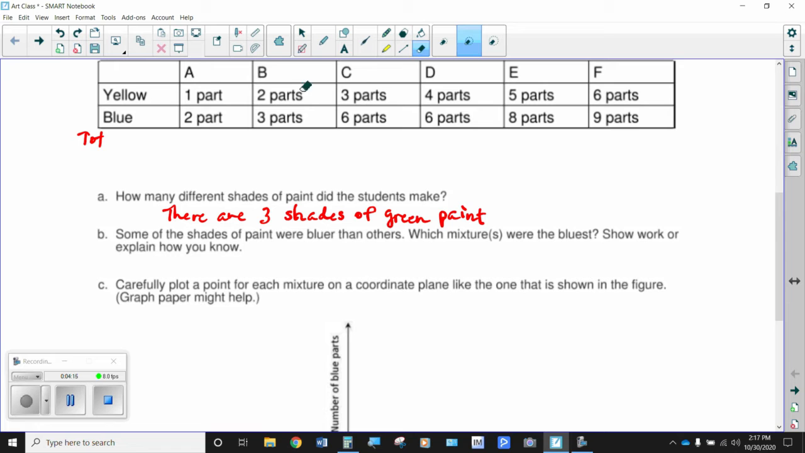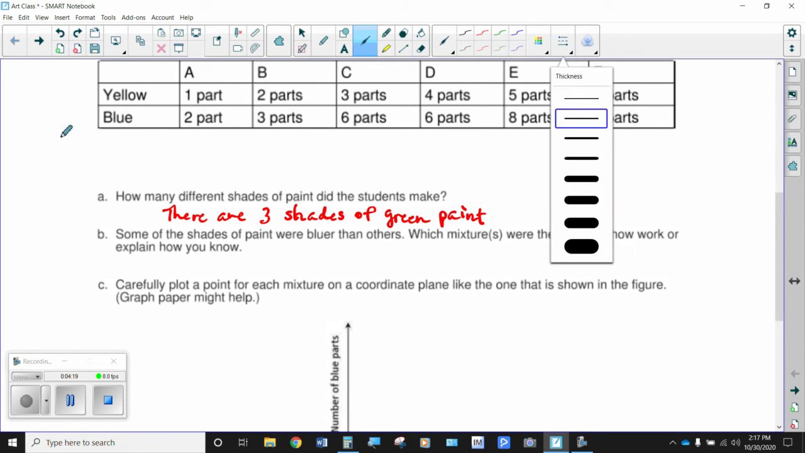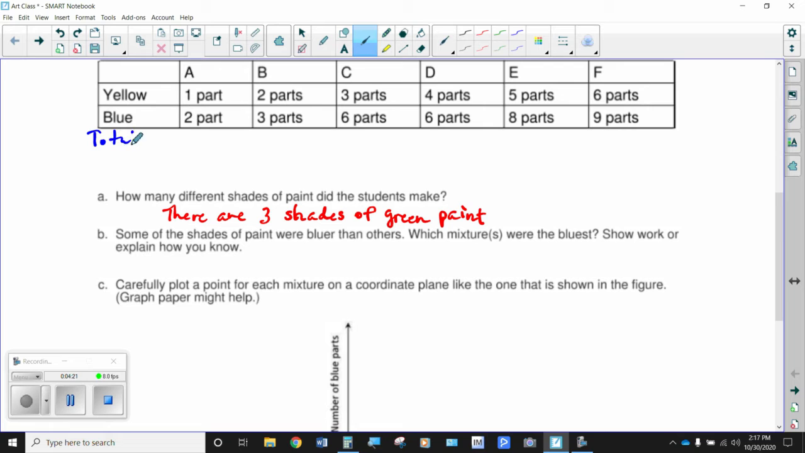So actually, let me change that color there so we don't confuse it with our answers down below. Let me do this like that. Let's look at our totals. So in this case, you got a total of 1 part that's yellow and 2 parts that's blue.